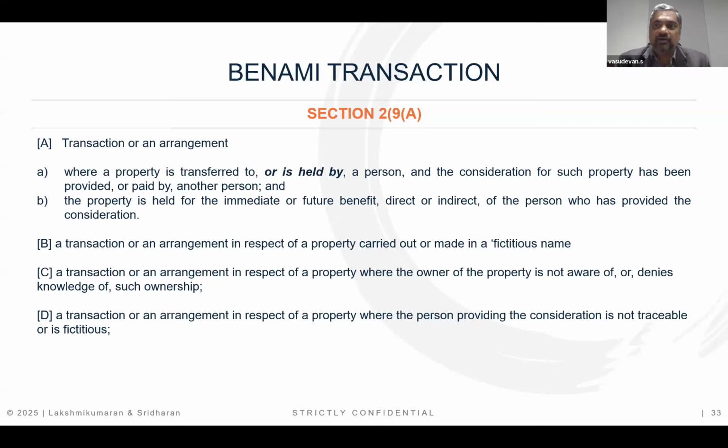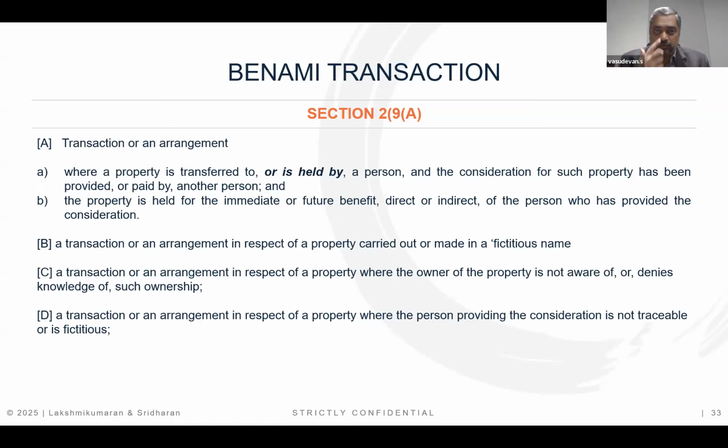So the first limb A is called a tripartite arrangement, where there is a beneficial owner, there is a benamidar, and there is a third party which is buying, selling the property, etc. B, C, and D are basically situations where some kind of a sham transaction or a fictitious transaction takes place, and that is also then categorized as a Benami transaction. Now, just spending a little bit of time on the definition. What is important here is when we talk about the tripartite arrangement, the twin conditions which need to be satisfied are that there is a property, and that property is either transferred to a person or it is held by a person. So the person here is basically referring to the benamidar.